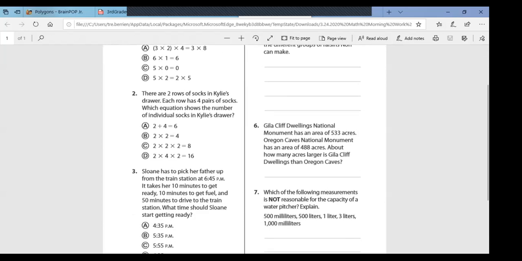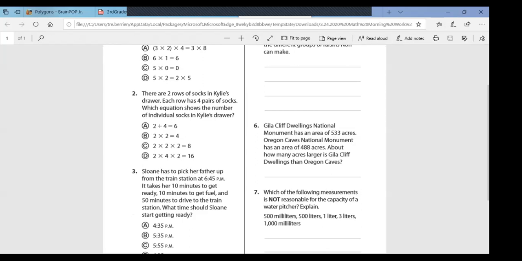Number 2 says there are 2 rows of socks in Kylie's drawer. Each row has 4 pairs of socks. Which equation shows the number of individual socks in Kylie's drawer? Now, when we think about an equation that represents individual socks in Kylie's drawer, we have to go back into our word problem and use the information that was given to us.